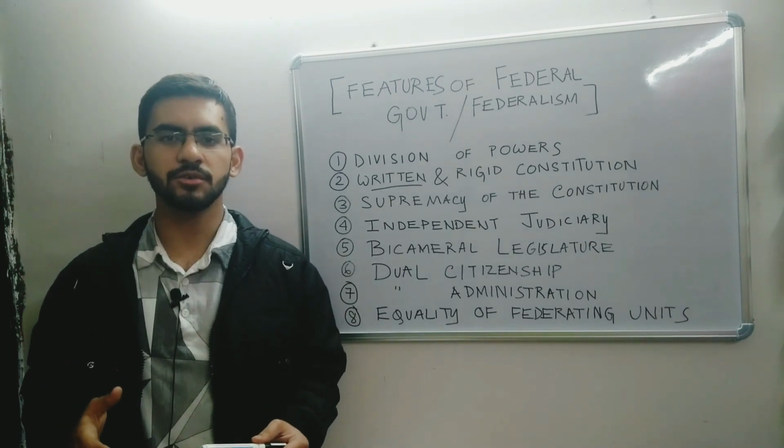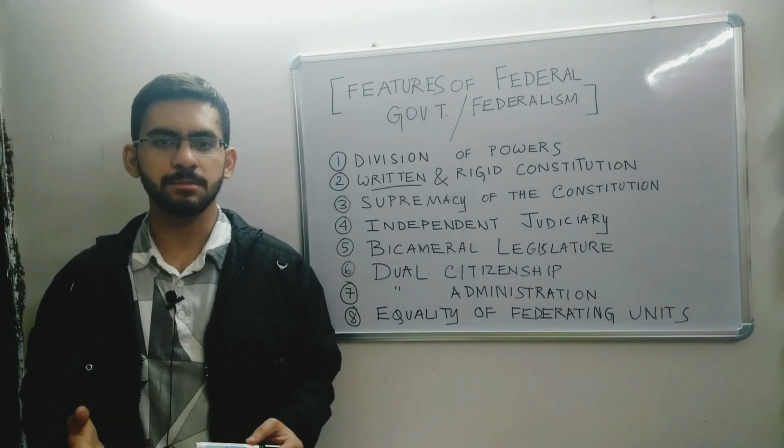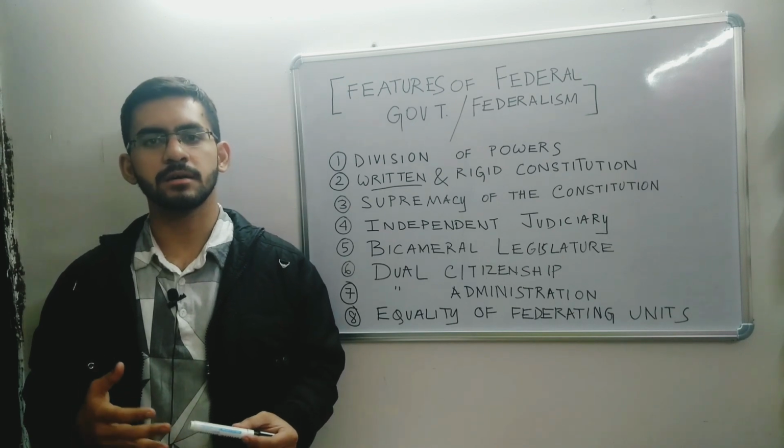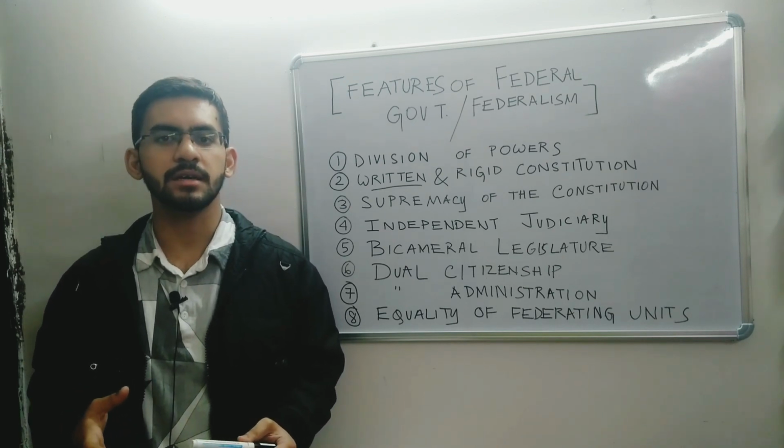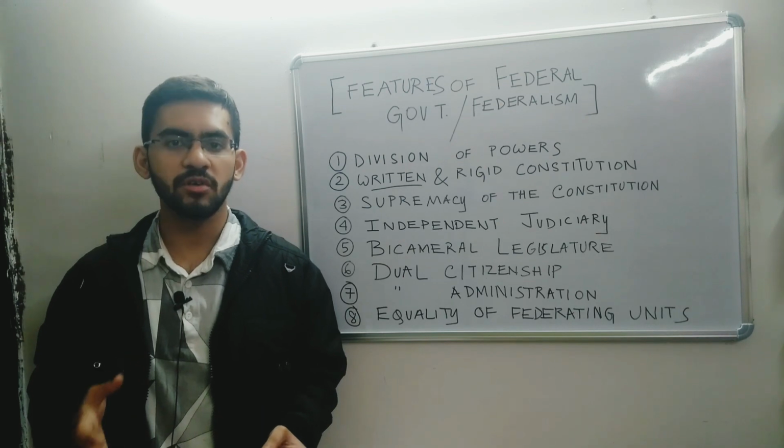A federal state usually gives dual citizenship to its people, one saying that they are a citizen of the country and the other saying that they are a citizen of the respective province in which they reside.